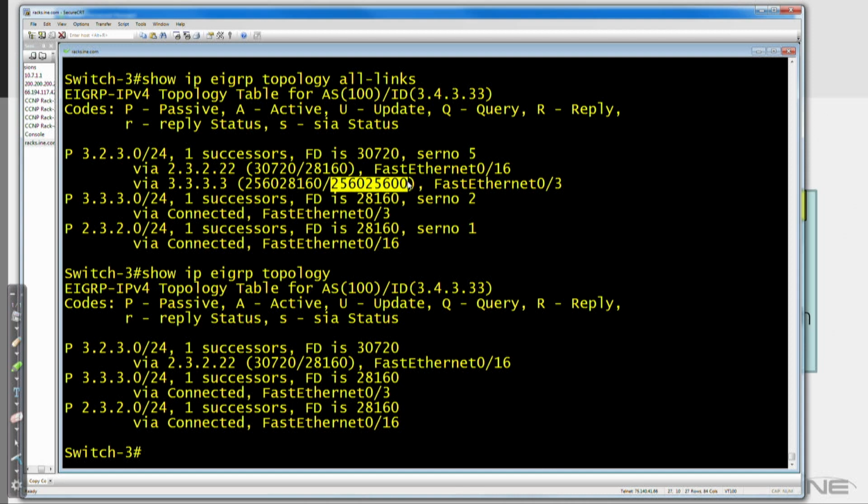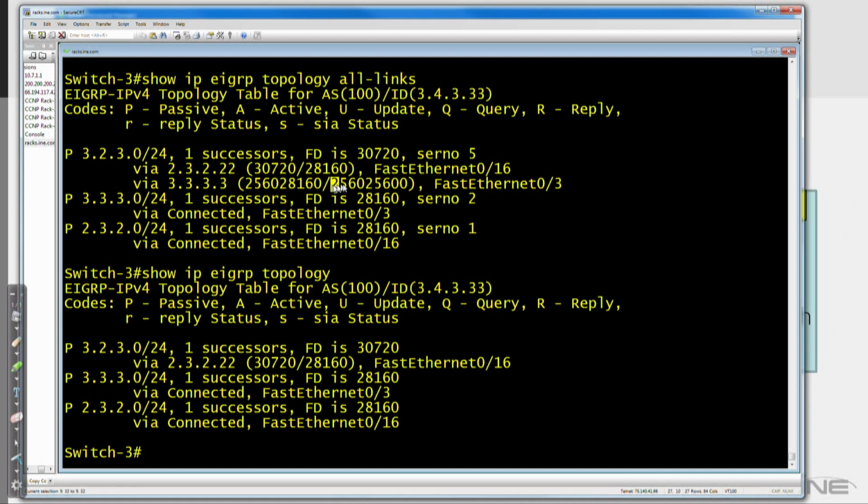And remember, what does the feasibility condition say? It says, okay, if I've already got this route in my table, if anybody ever advertises that same route to me, their reported distance better be less than this. It better be less than 30,720, because if it is the same or greater than this, that could be my own route circling right back to me again. That could be a loop.